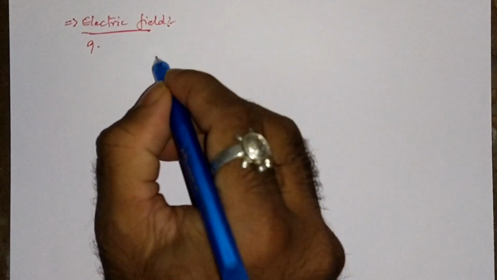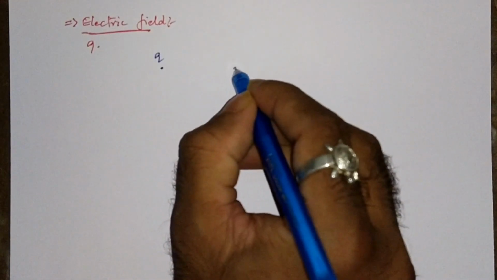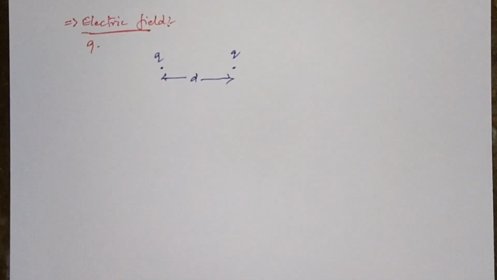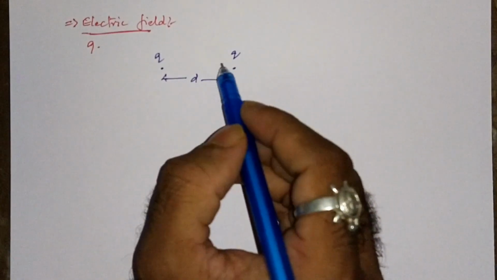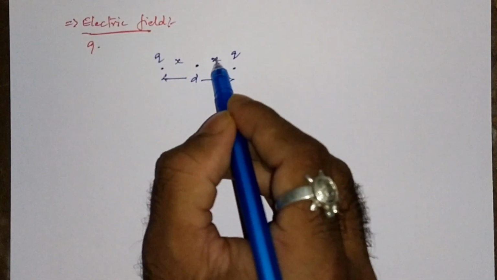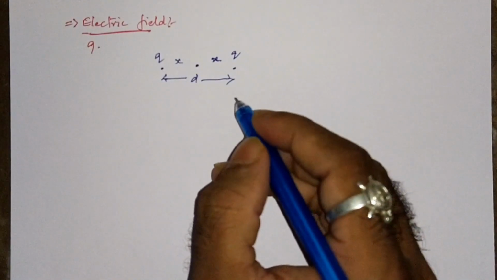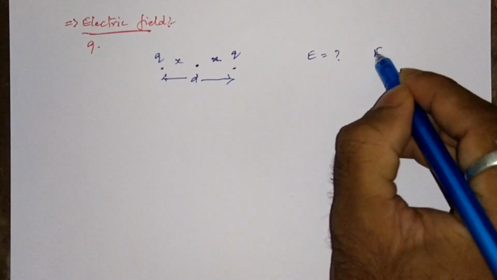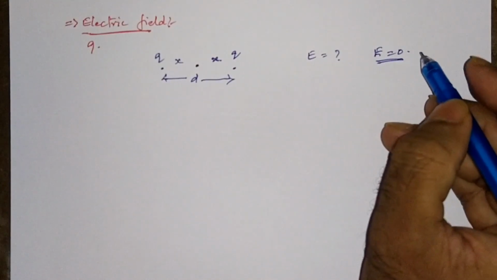Question number 9. The question is, two similar charges of the same magnitude q are placed at a distance d apart. Q and another q, placed d apart. The intensity of the electric field at a point midway between the charges, at the midpoint, means if this distance is x and this also x, what is the intensity of electric field E asked. It's very simple, E will be 0. How? Let us see that.